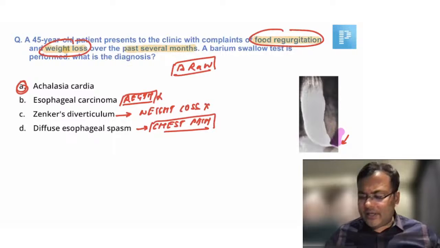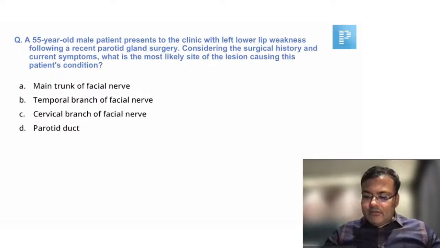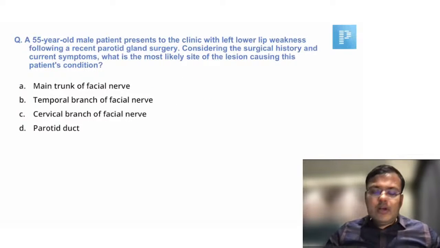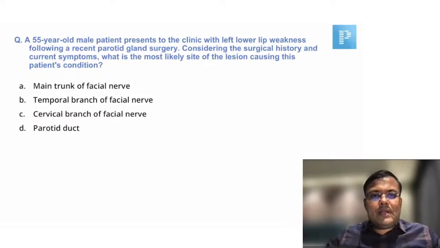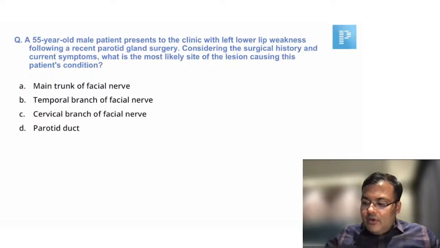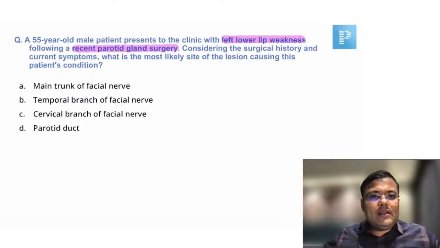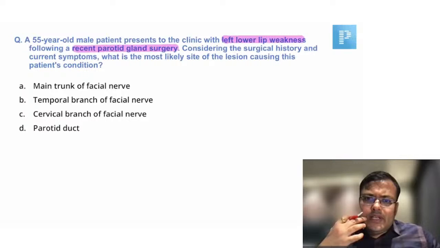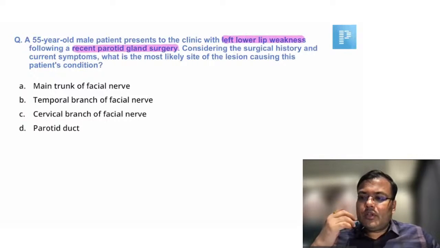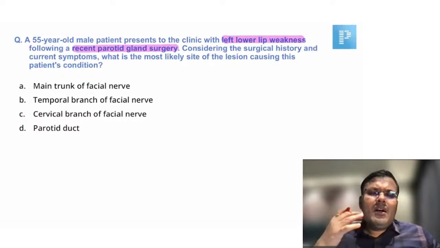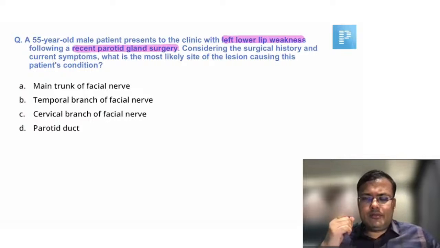It's a repeat question. Okay. Now, guys, this question. A 55-year-old male presents to clinic with left lower lip weakness following recent parotid gland surgery. Considering the surgical history and current symptoms, what is the most likely site of lesion causing this patient's condition? If you see, the weakness is in the lower lip area. So it is because of injury of the marginal mandibular nerve.